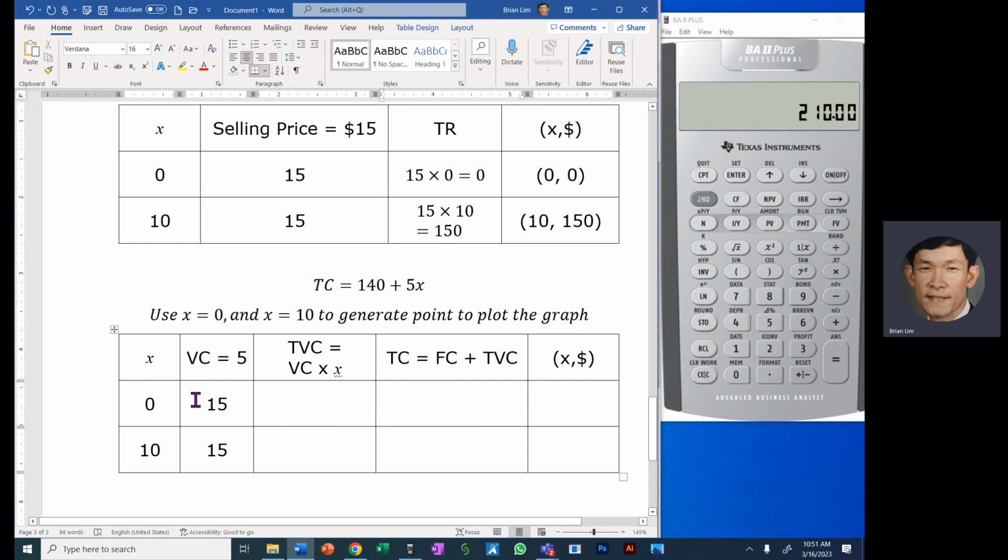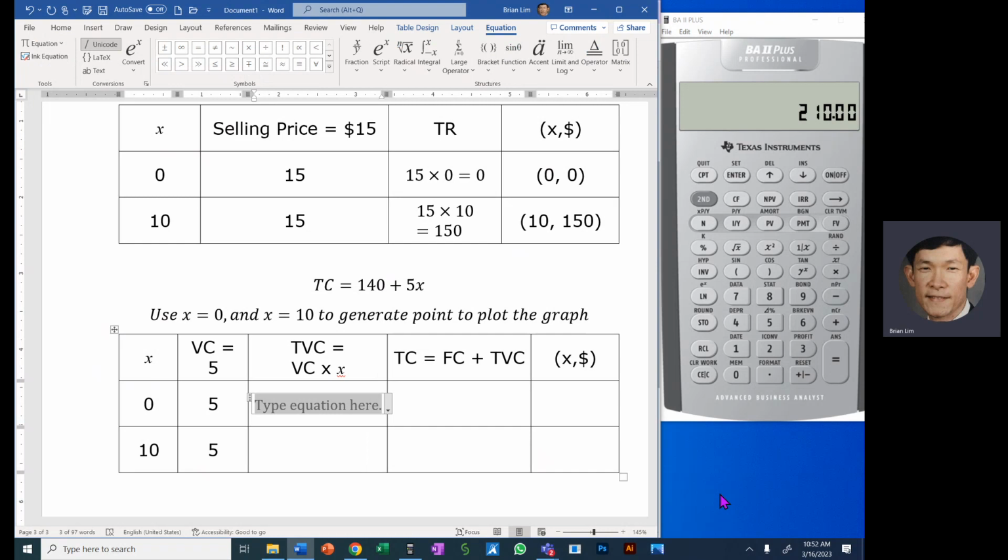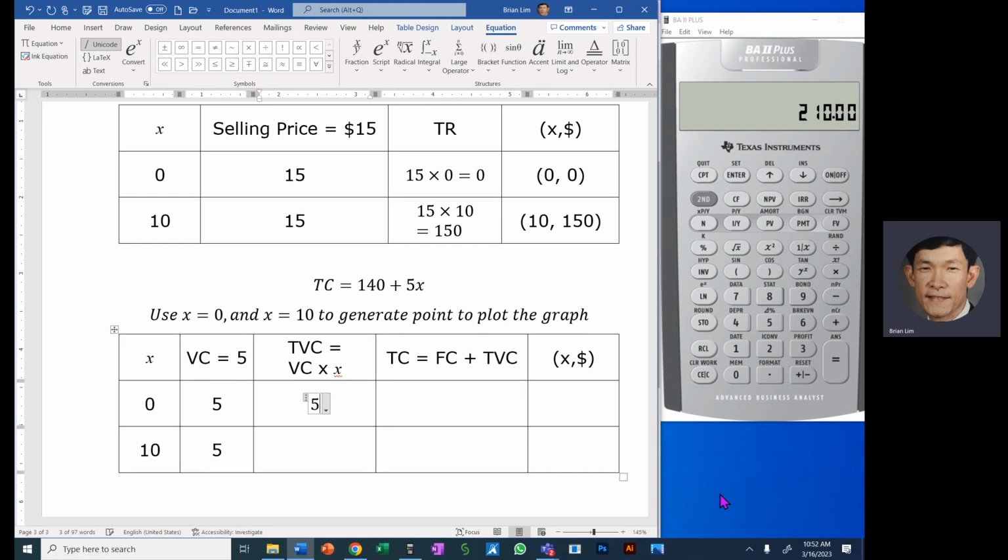Okay, so let's delete these numbers here. They're gone. And this number here is gone, right? Variable cost is 5. So 5 will go in there. It doesn't change. Okay, but 5 times 0 is what? 0. So let's go in here and we can put 5 times 0 is equal to 0. Okay, so that number is 0.